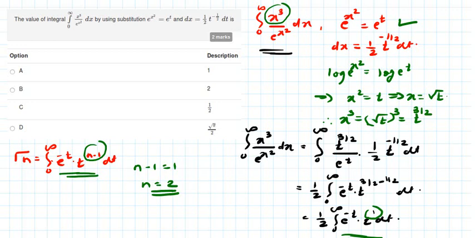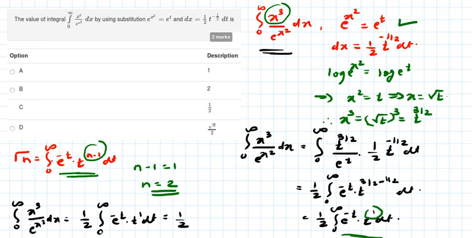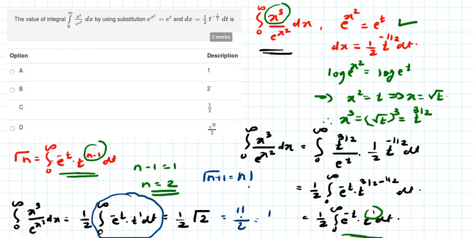Therefore our integral, what is our integral? Integration 0 to infinity x cube upon e raised to x square dx will be 1 by 2 integration 0 to infinity e raised to minus t into t raised to 1 dt, equal to 1 by 2, and this value is nothing but gamma 2. Okay, this whole value is gamma 2, and we know gamma n plus 1 is n factorial. So gamma 2 is nothing but gamma 1 plus 1, so this will be 1 factorial upon 2, which is again 1 by 2. So option C is the right answer.